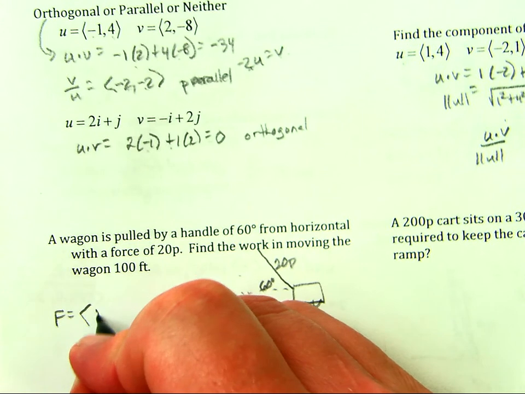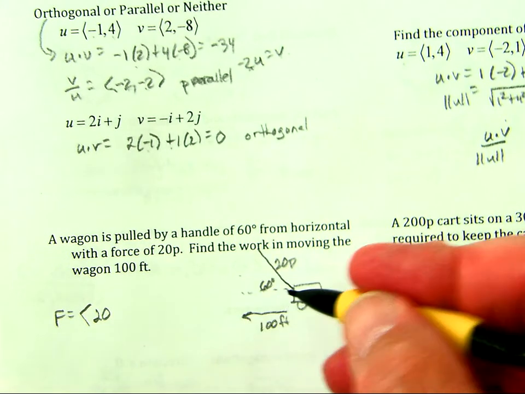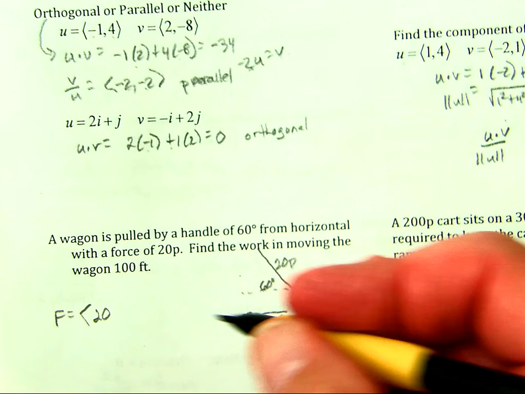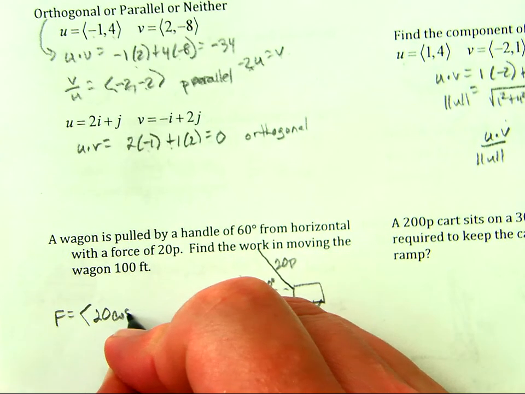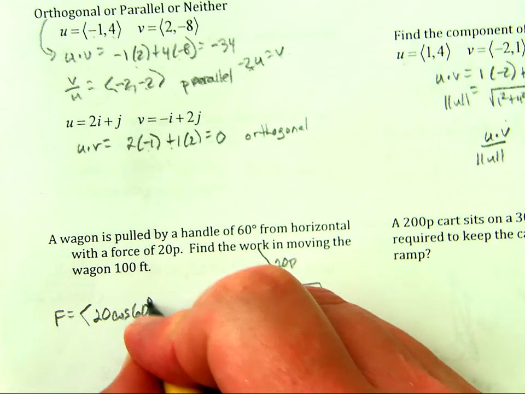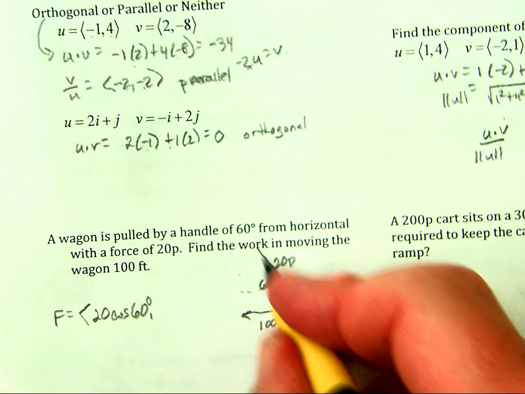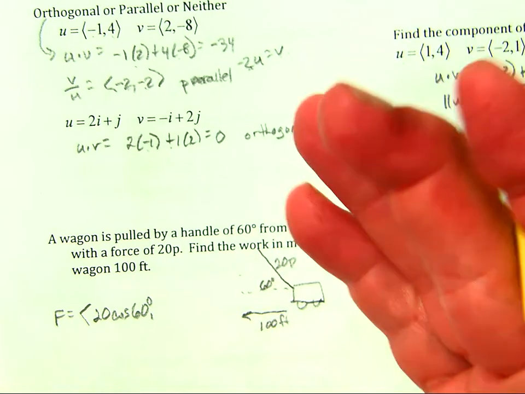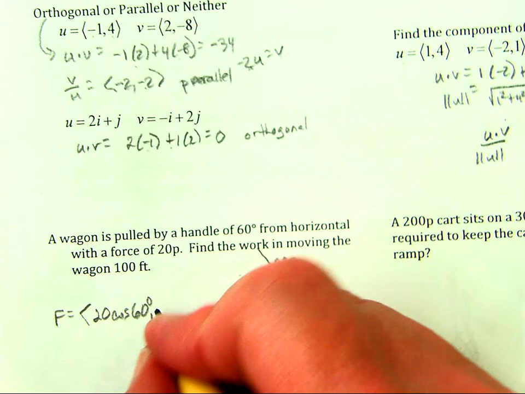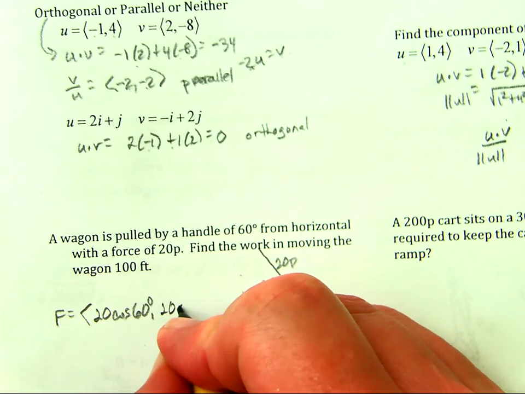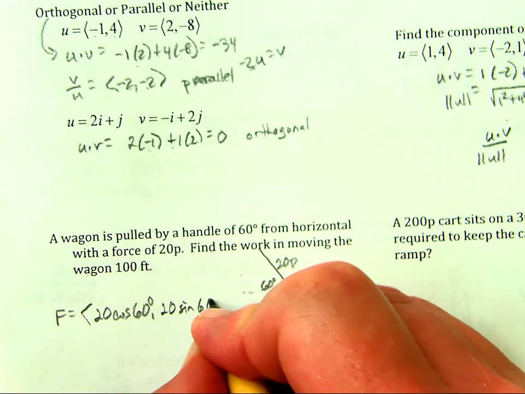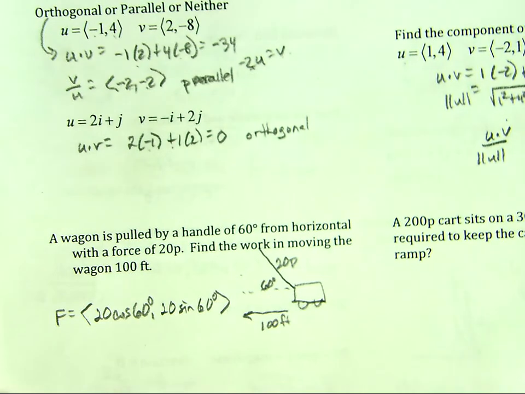So the horizontal component, how much of our force is pulling the wagon horizontally, is 20 cosine 60. Because we're at an angle, part of our force is actually pulling up on that wagon a little bit, which makes it easier to roll. That's the magnitude times the sine of theta. So that's our force vector.